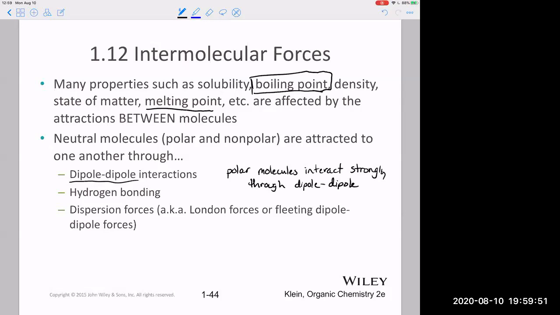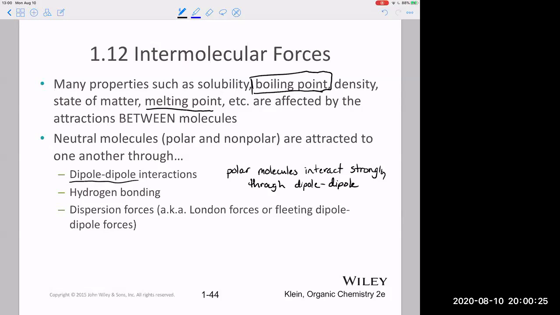The stronger that dipole moment is, the stronger those interactions would be. So an oxygen-hydrogen bond in water is more polar than a nitrogen-hydrogen bond in ammonia. So water molecules interact more strongly with one another than ammonia molecules do. So how polar that molecule is will let you know how much it interacts. A special example of this is actually hydrogen bonding.